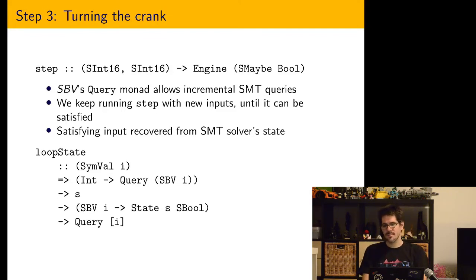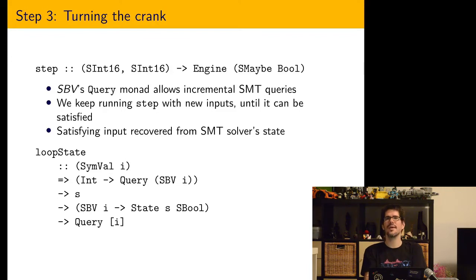So SBV provides the query monad, which allows incremental SMT queries. So the way it works is that we can feed two fresh variables for the verb and the noun and get the end state of the first command. Now, of course, the end state of the first command is not going to be satisfiable because there's probably no possible single line input that would win a game. But what we do get is the end state as a symbolic value, and then we can try solving that.